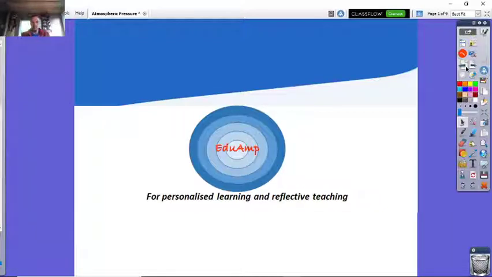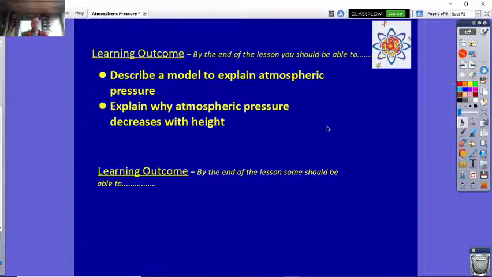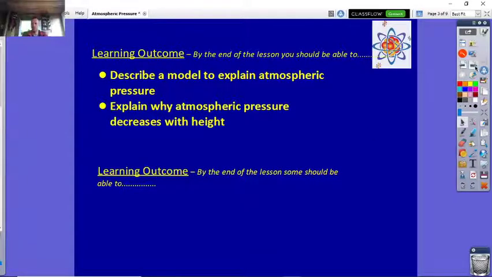Welcome to EDU AMP. This is a GCSE physics lesson and it's all about atmospheric pressure. What I hope you'll be able to do at the end of this lesson is describe a model to explain atmospheric pressure and explain why atmospheric pressure decreases with height.